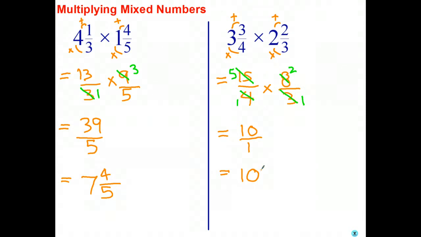So once again, when you're multiplying mixed numbers, step 1, convert to an improper fraction. Step 2, simplify as much as you can by dividing common factors out of the numerators and denominators. Step 3, multiply. Step 4, convert to a mixed number, or in this case, just a whole number.